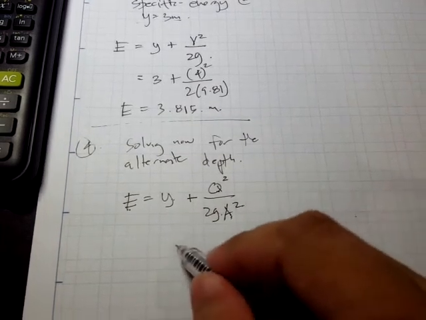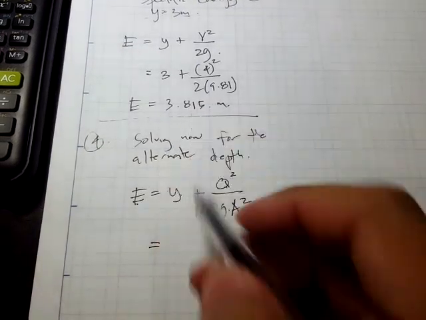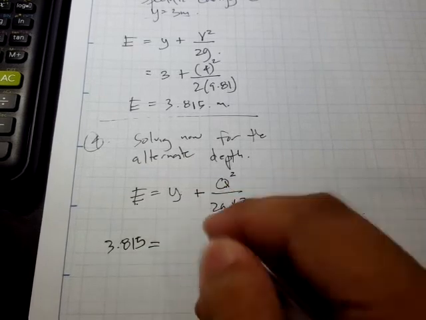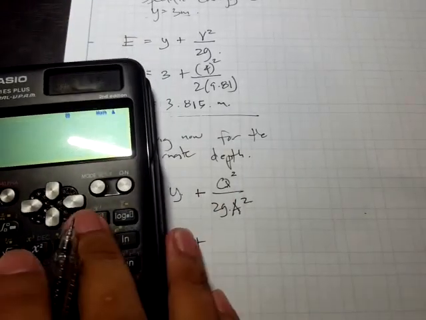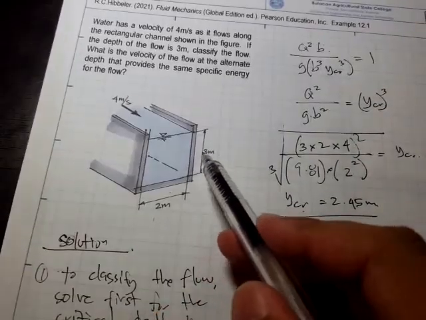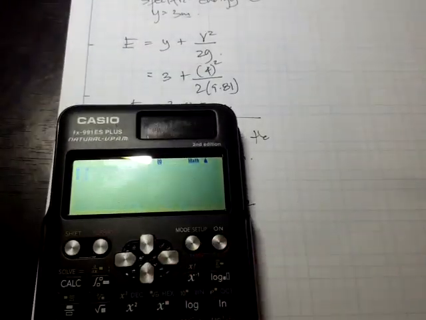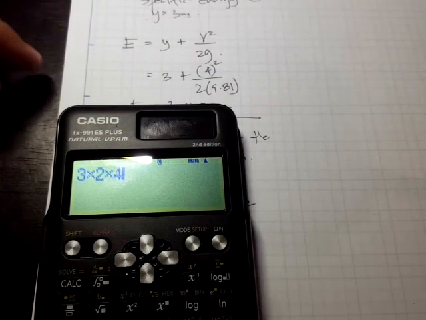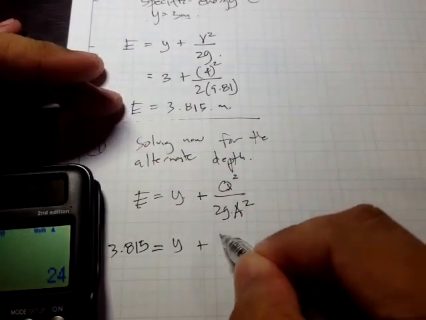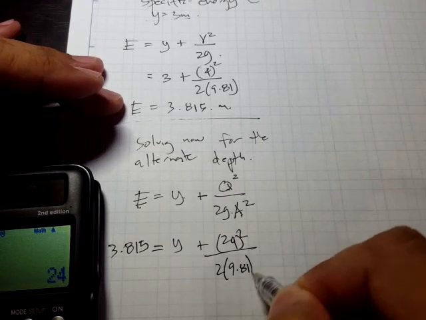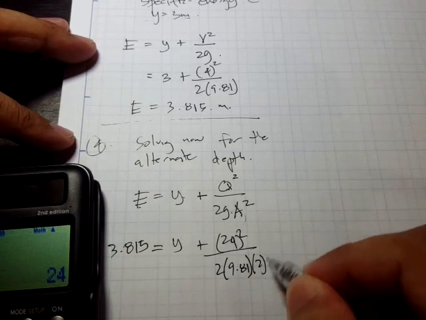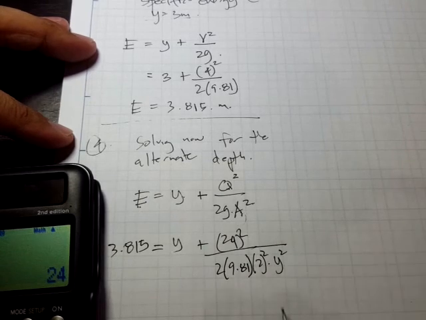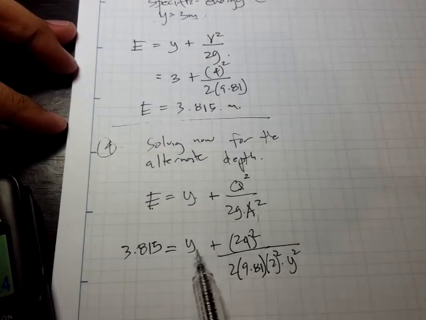So let's do that. What we get here is E is equal to 3.815, and our y, that's the unknown, plus Q squared. Our Q is simply area times velocity, so 3 times 2 times 4, that's 24. So this is 24 squared all over 2 times 9.81 times b squared, because A is b times y. So our b squared is 2 squared times y squared. In this equation, the only unknown that we have is y.